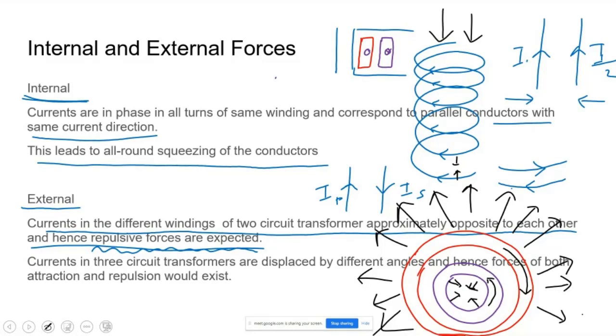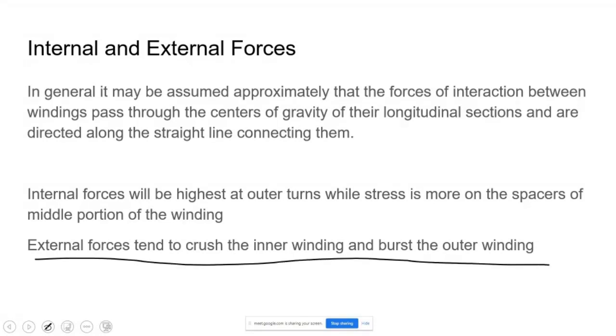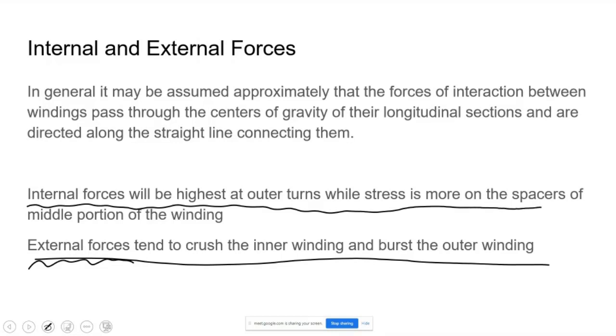So what kind of complete picture will we draw? We will see how it will be. So the internal forces here, the next sentence. This sentence you understood. Just now I have shown how the outer winding is going to burst and the inner winding is going to crush. This is due to external forces, meaning forces of one winding on the other. Now here one statement is there: internal forces will be highest at outer turns, while stress is more on the spacers of the middle portion of the winding.